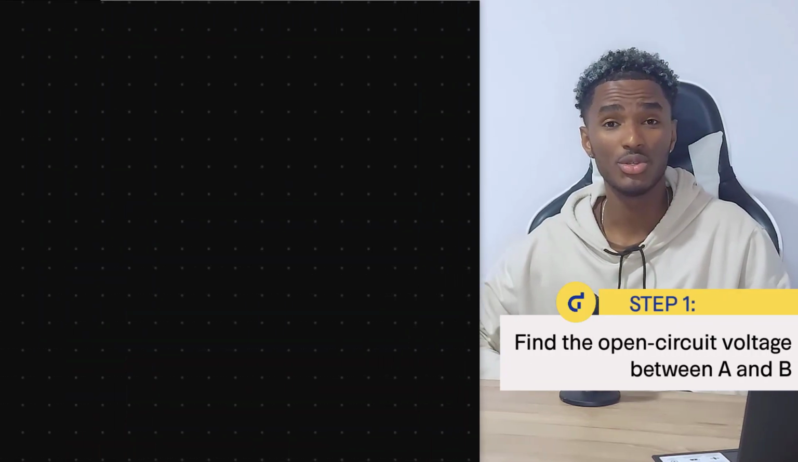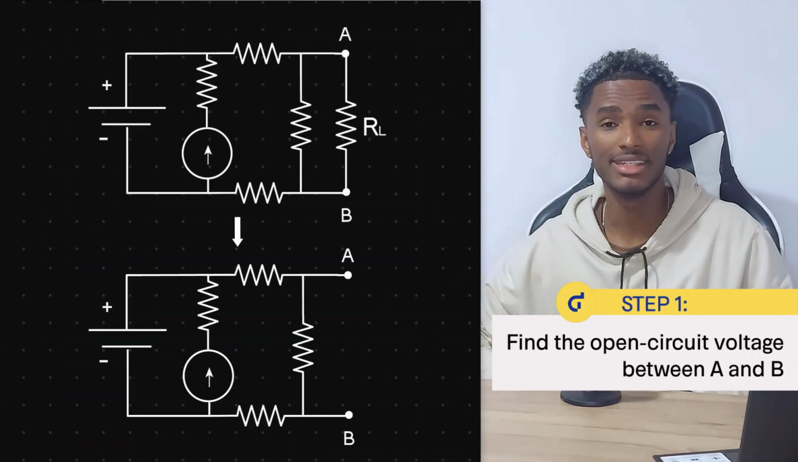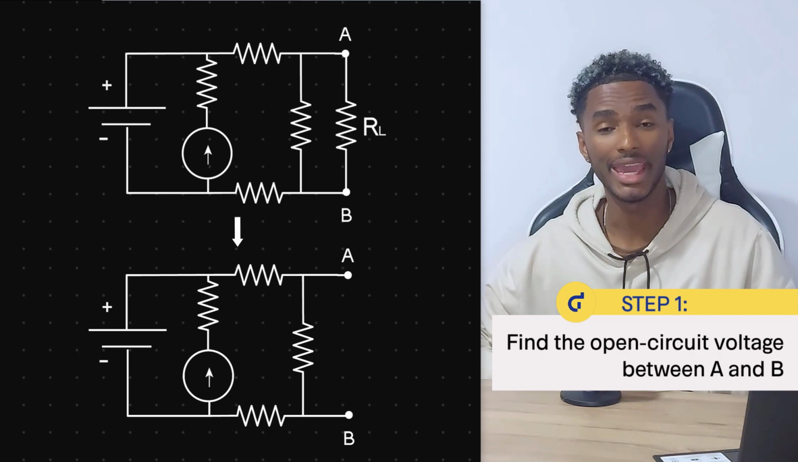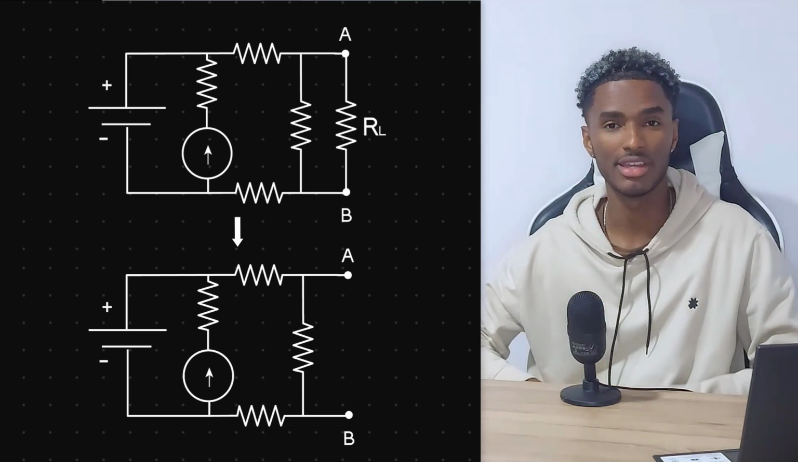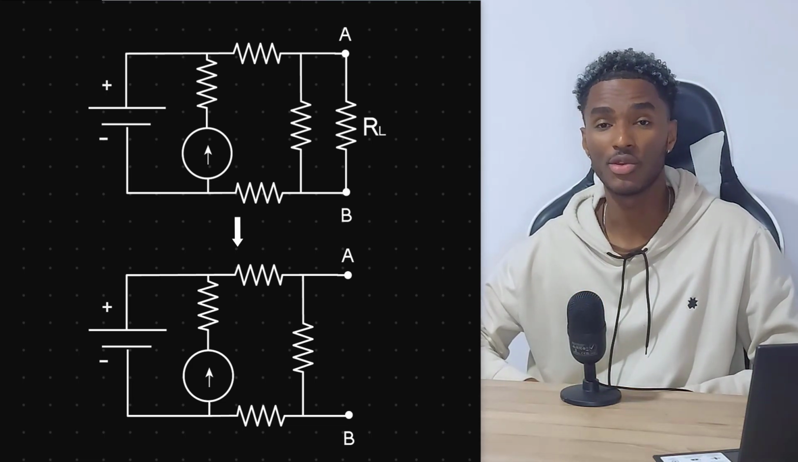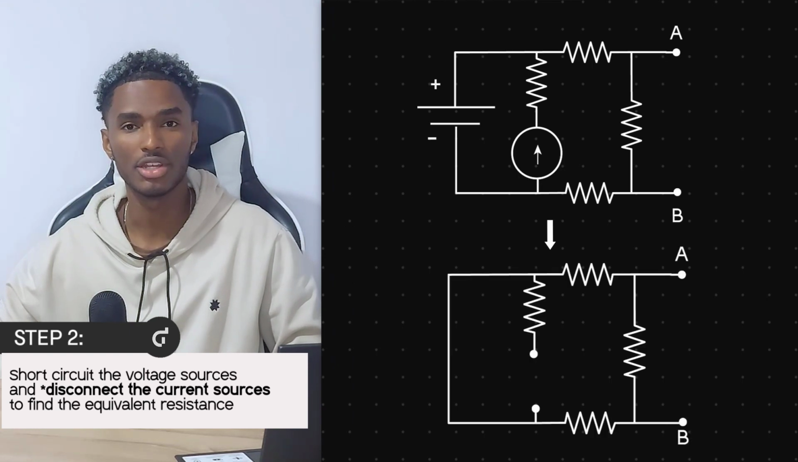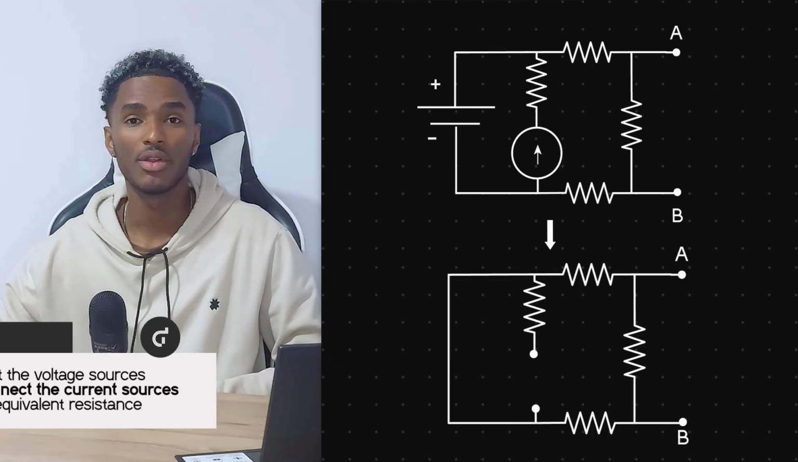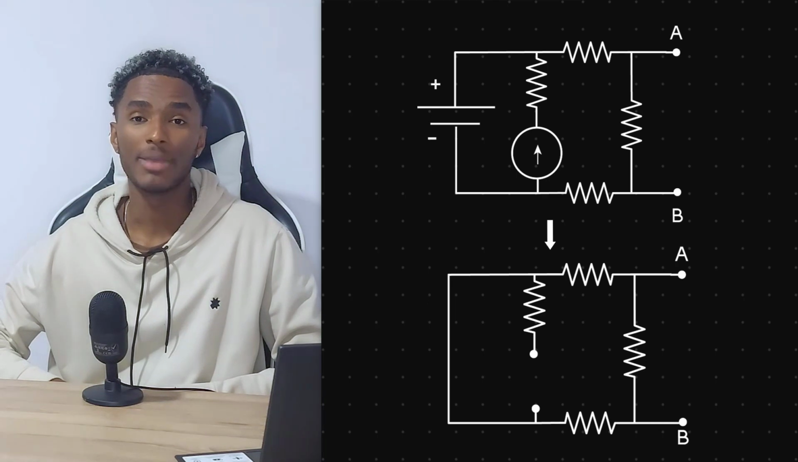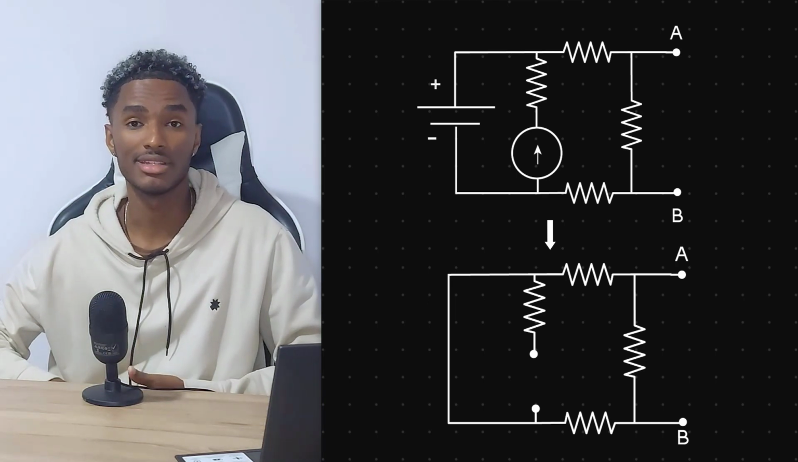To do this, we're going to follow some steps. Step 1: we're going to leave the connection between points A and B as an open circuit so that we can perform any circuit analysis method to calculate the voltage between those two points. Step 2: we're going to short circuit all the voltage and current sources, and we're going to calculate the resistance between points A and B.